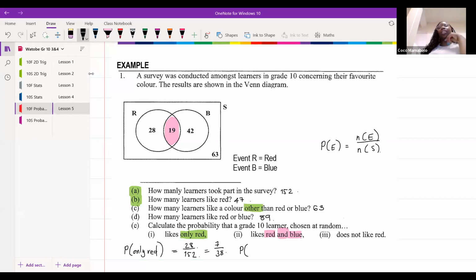Oh, ma'am, I forgot. It starts with an I. It starts with an I. They intersect. That's it. Beautiful. It's the intersection. So we're looking for the probability of red intersection with blue, and you're 100% correct. It is 19 over 152. But you need to simplify, my sweetie. You can't leave it. Yes, ma'am.